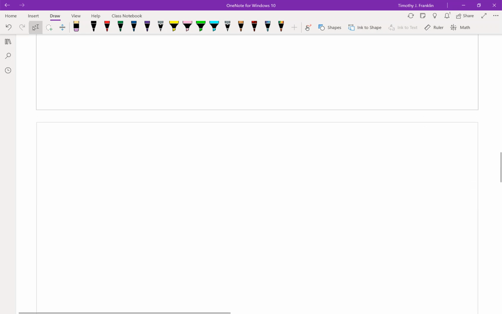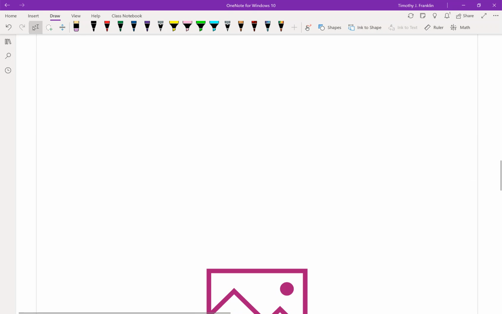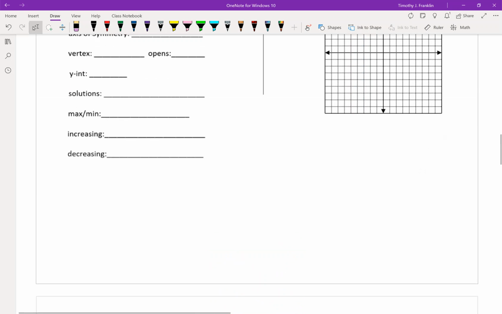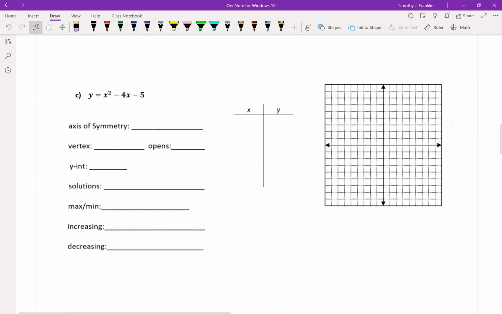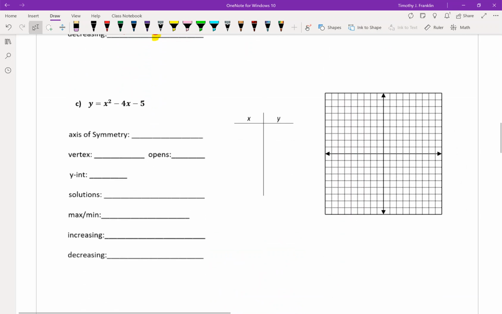Okay, we have one more to look at. Y equals x squared minus 4x minus 5. And remember, this is ax squared plus bx plus c. And we do have all three this time.